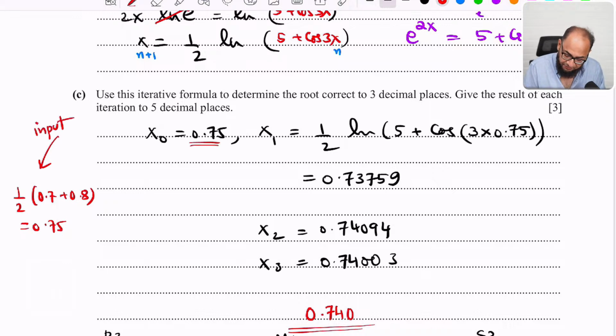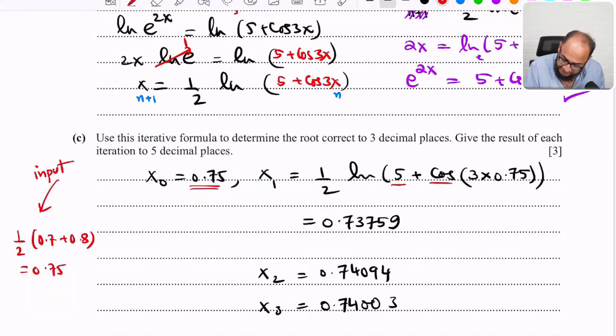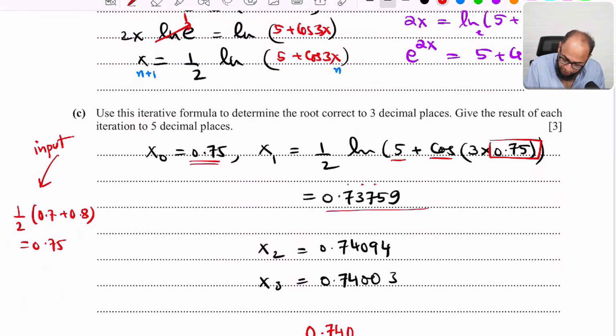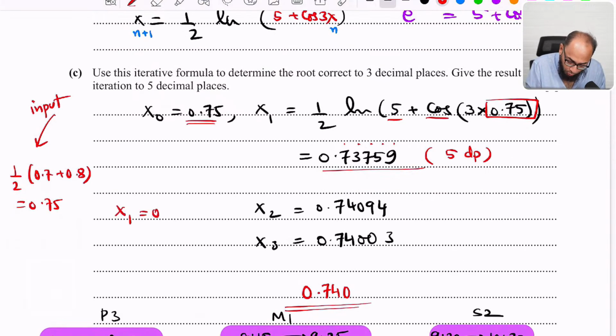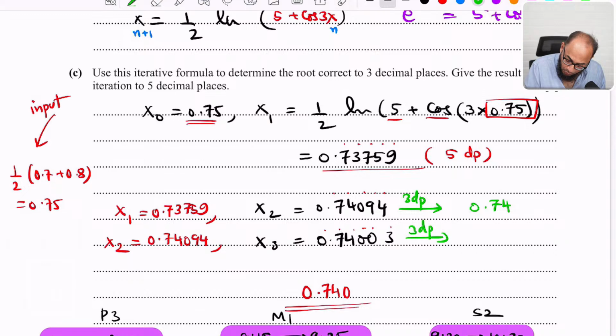We plug in 0.75 in this iterative formula, half of 5 plus cosine 3x, where the value of x is 0.75. And we get this, 1, 2, 3, 4, 5, which is 5 dp. Now, x1 is 0.73759, and we get this next value again to 5 dp. Then again the input value is 0.74094, and the next value is 0.74003. Now wait a minute. Round it off to 3 dp. What do you get? This comes out to be 0.741. This comes out to be 0.740.